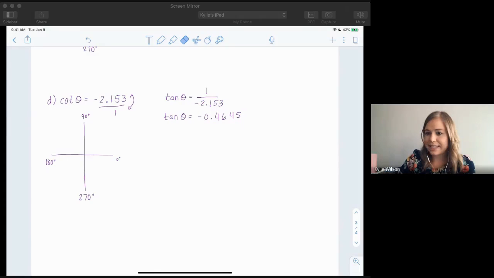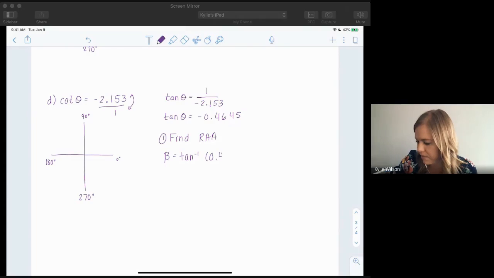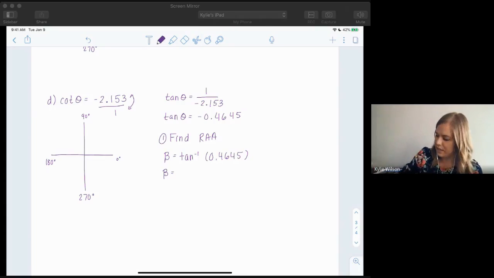Okay, let's find our related acute angle. For my beta, remember that we do not use the negative, we can just use the positive part. So we have tan inverse of 0.4645, and that will give us about 25 degrees. I am rounding a little bit here, but that's okay. We'll round to the nearest whole number. So my related acute angle is 25 degrees.